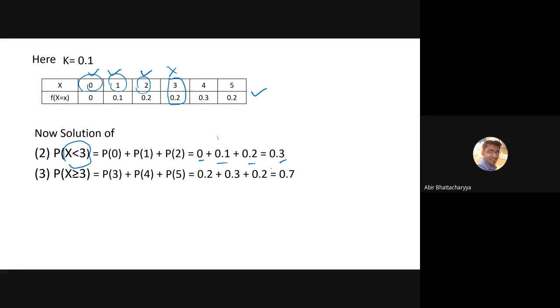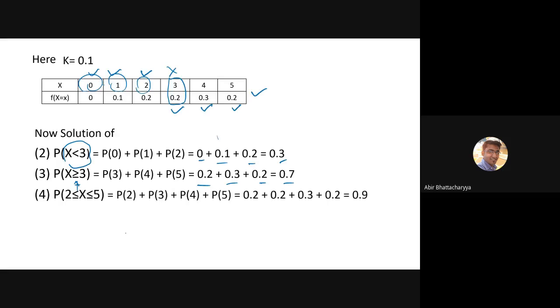Similarly, greater than or equal to 3: since it attains the value 3, these are the values. 0.2, 0.3, 0.2 gives 0.7. Next one is 2 less than or equal to X less than or equal to 5. Attaining the value 2 and attaining the value 5, so probability of 2, 3, 4, and 5. Add these four from here to here, because it's less than or equal to. Just add them: 0.2, 0.2, 0.3, 0.2. I will get 0.9.